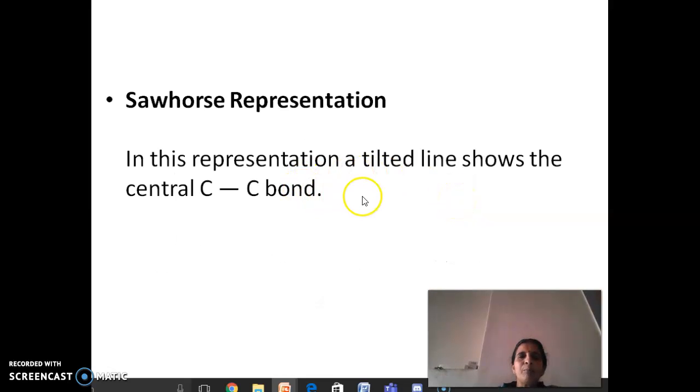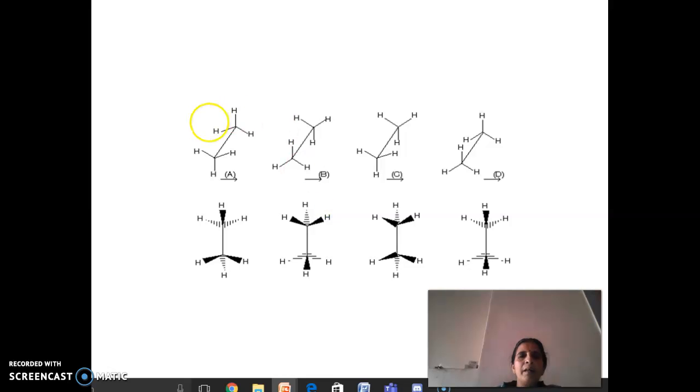In the Sawhorse representation, the tilted line shows the central carbon-carbon bond. And see here, this is a tilted line which is used to represent the bond between the two carbon atoms, and which is used to rotate the molecule.